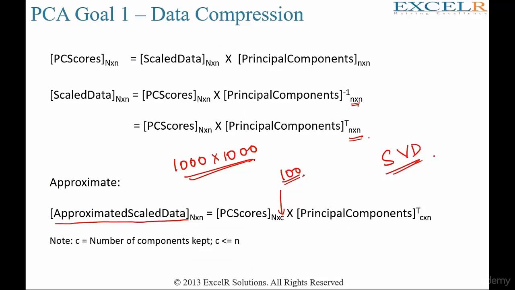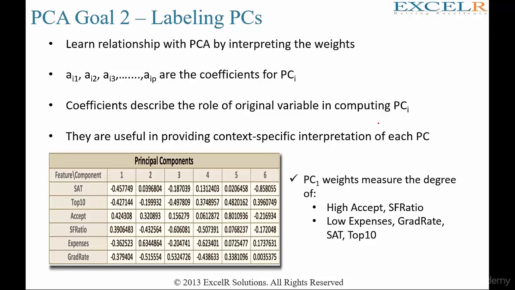And for a square matrix, this is true. The inverse of a matrix is equal to the transpose of a matrix when you have a square matrix. Square matrix means n by n, basically. 6 by 6, 10 by 10, it's a square matrix.